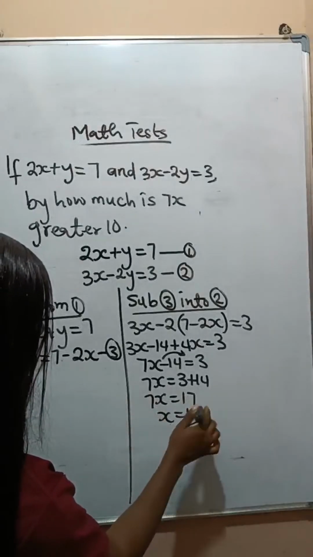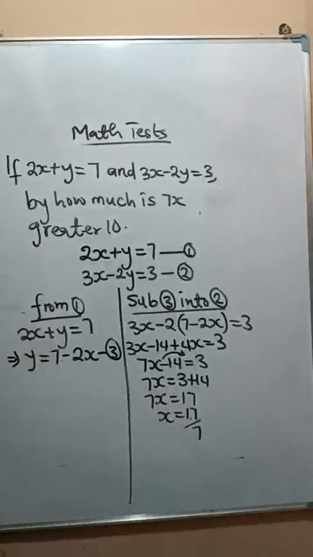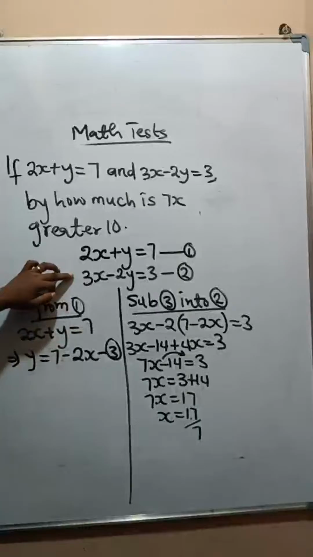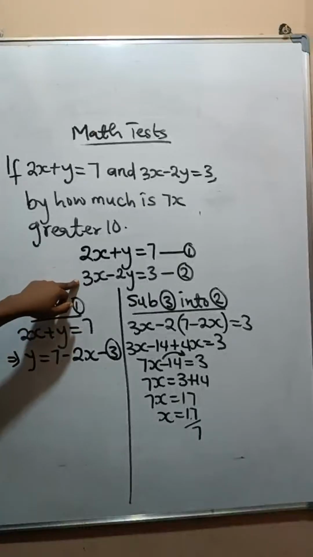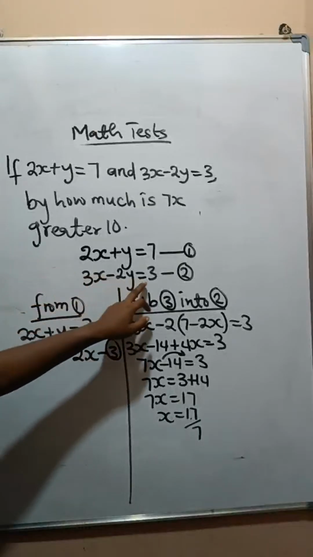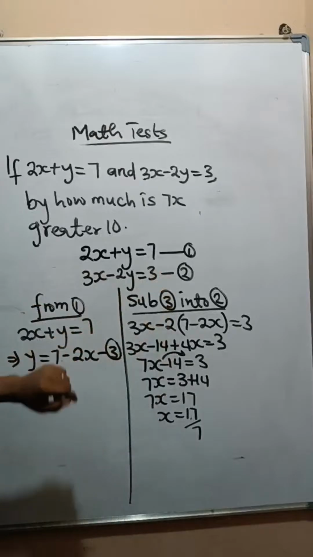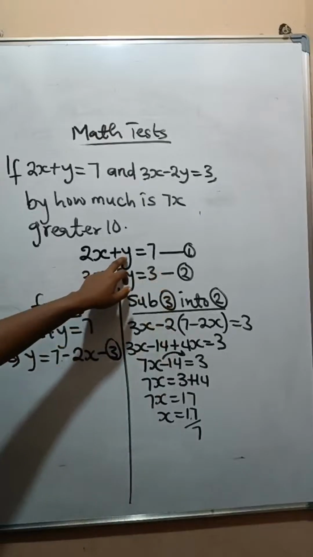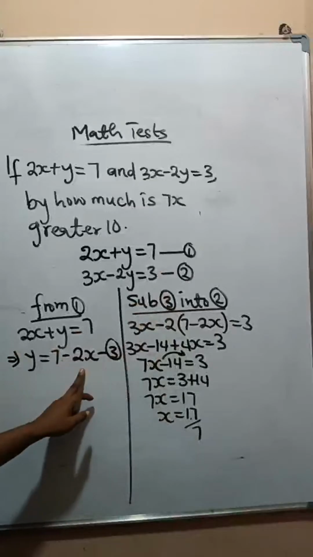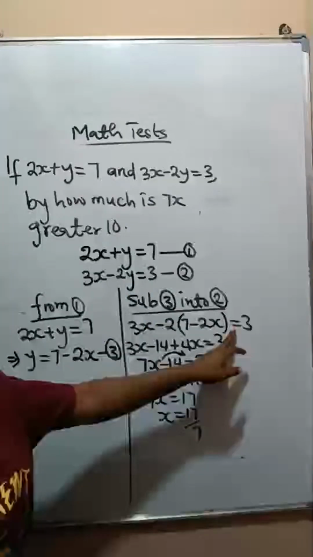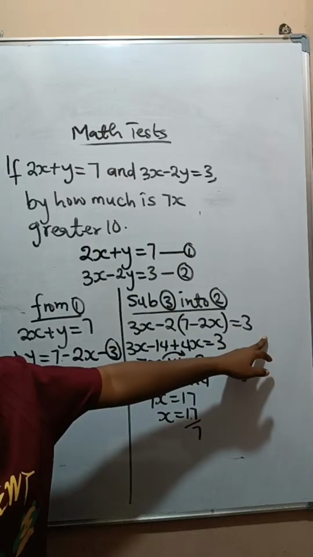Are you sure I did not make mistakes somewhere? Our x is 17 over 7. I think there is a mistake somewhere. So let's check, please. So here we have 3x minus 2y equals 3. If we substitute our y is 7 minus 2x into this place, it's equal to 3. Did someone see the mistake from anywhere?